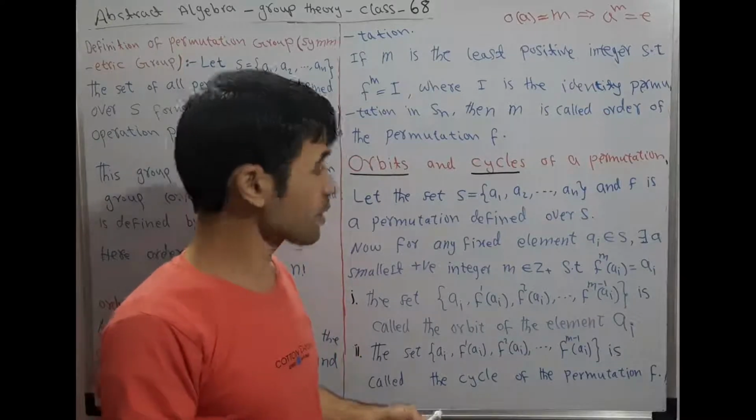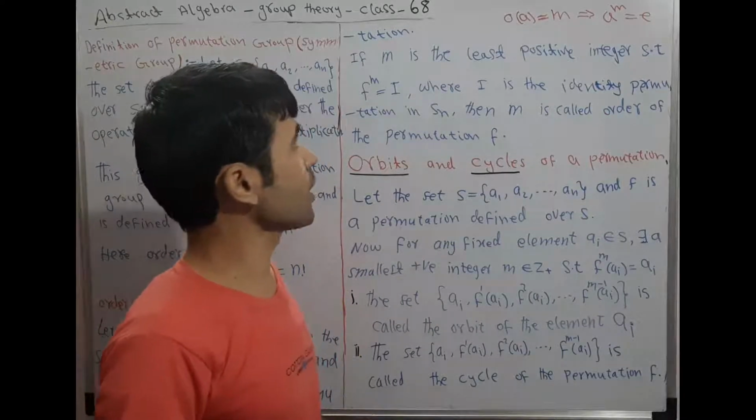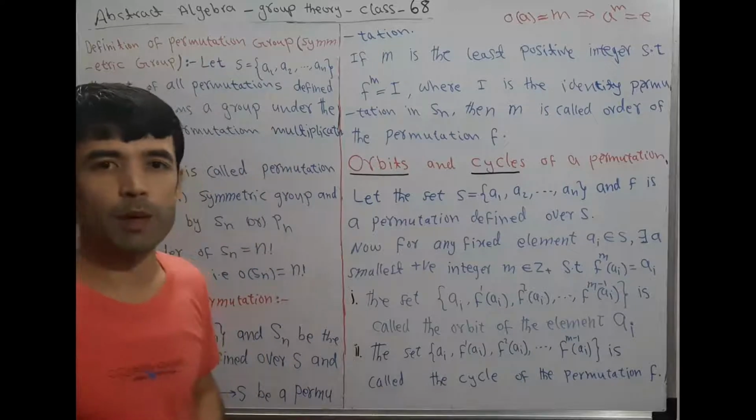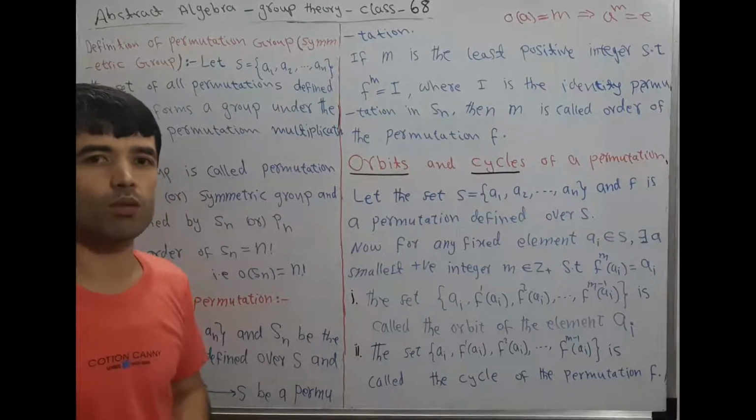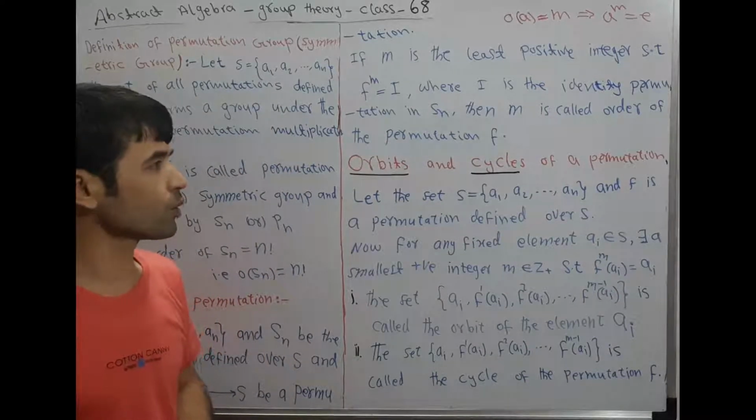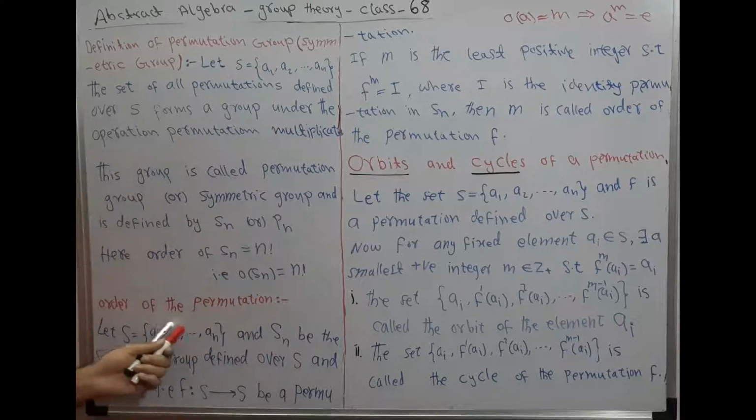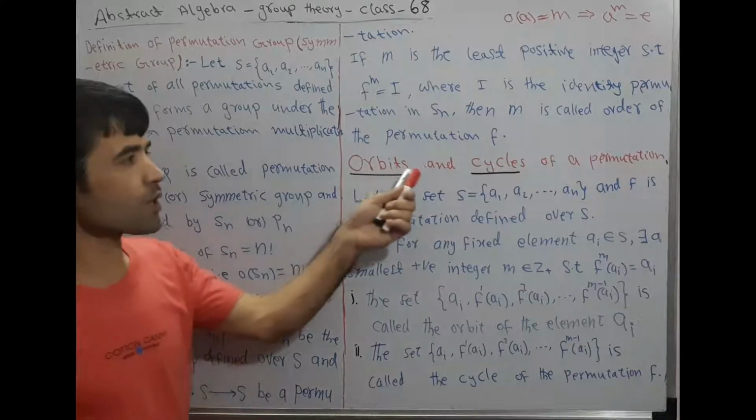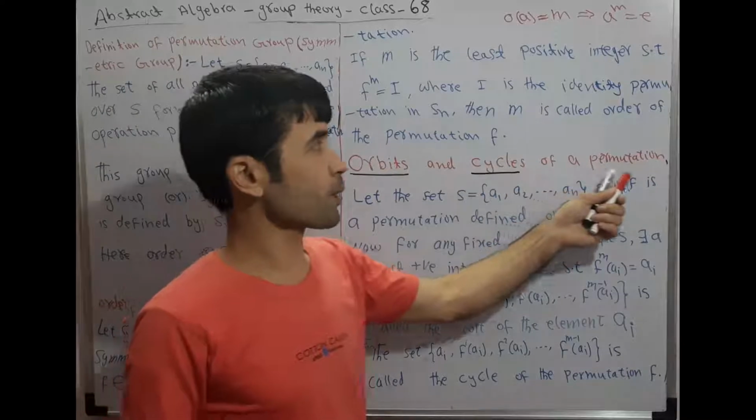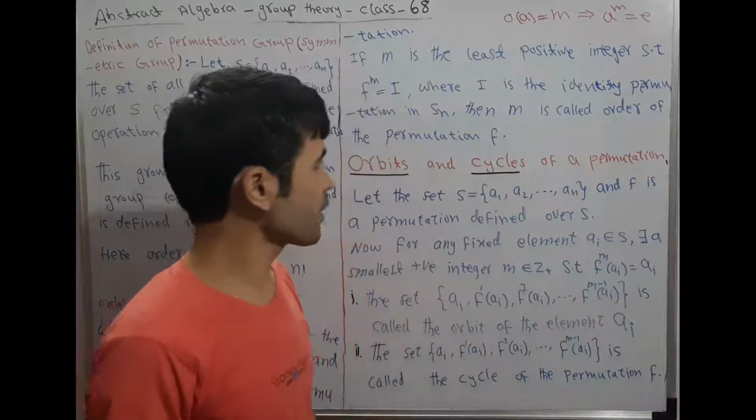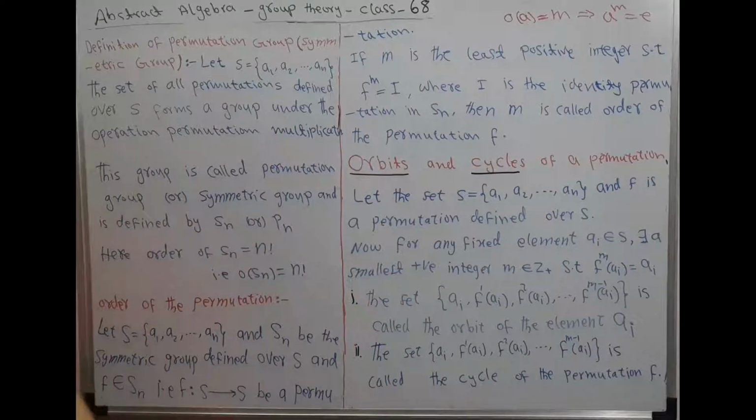It is class 68. In this class we will define permutation group or symmetric group, and also we will define order of the permutation, orbit and cycle of a permutation. First, a symmetric group or permutation group.